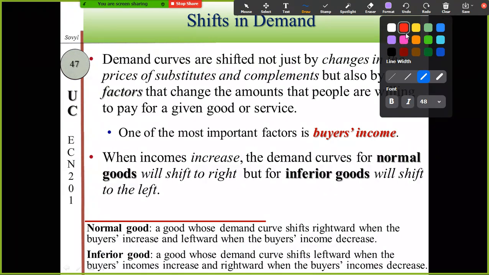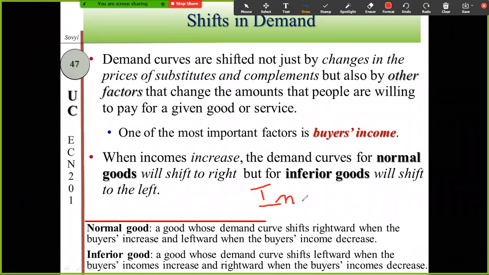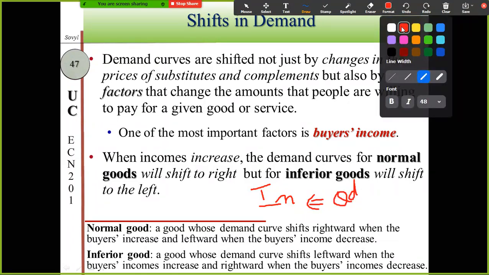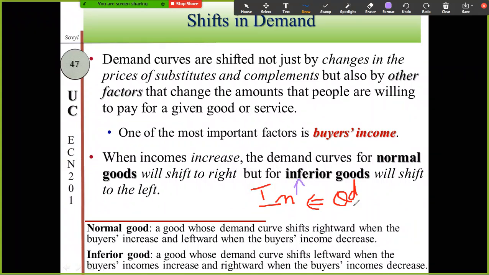However, again, this is income, this is quantity. If you have more income and you buy less, this is inferior good. Or if you have less income, you buy more, this is inferior good. You can see more income, buy less. Less income, buy more. That's why you can see the direction between money and demand go the opposite direction. That's why we call it inferior good.